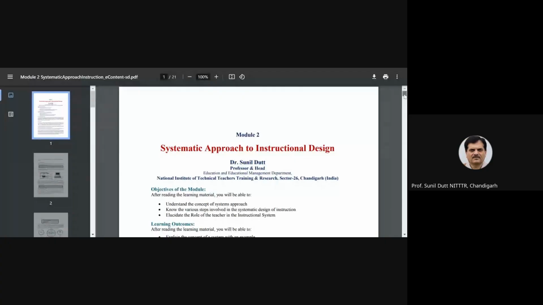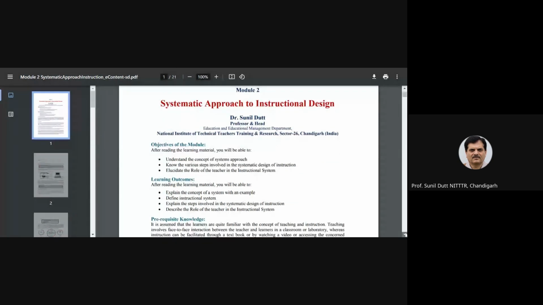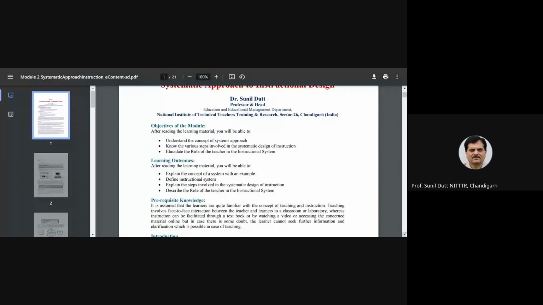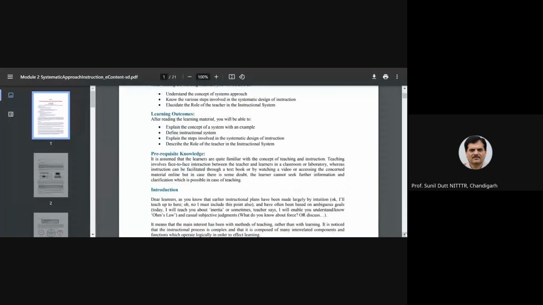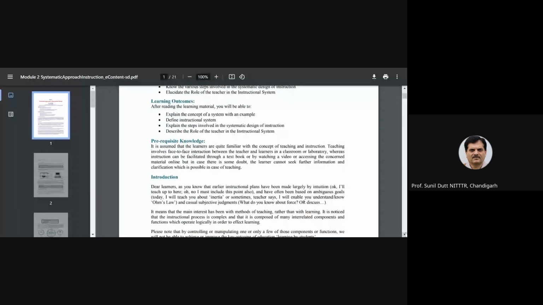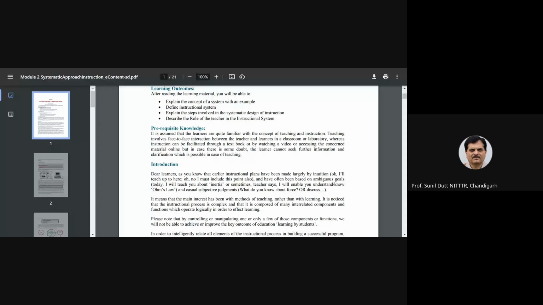Yes, I have made a module. This is a systematic approach to instruction design. Now, firstly, you will write the objective, that is the broad objective, then learning outcome, that is, after reading the learning material, you will be able to explain the concept of a system with an example and so on. Then prerequisite knowledge, that is you assume that students might be knowing something. So that part you have given as prerequisite knowledge. Then introduction. Now this is interactive language.